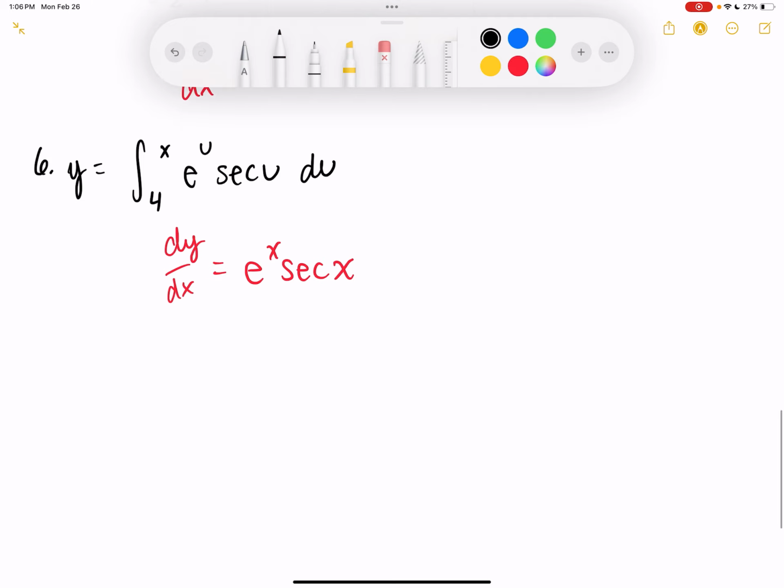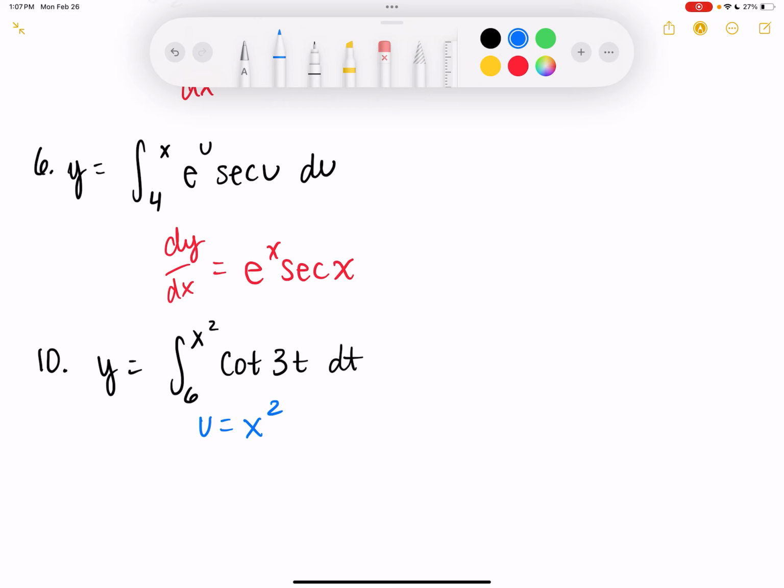Let's. Okay. 10. Y equals the integral from 6 to x squared of the cotangent of 3t dt. So changing. Okay, let's see. What do we have to do here? Okay, let's do our substitution, right? So u equals x squared. Yep, u equals x squared.